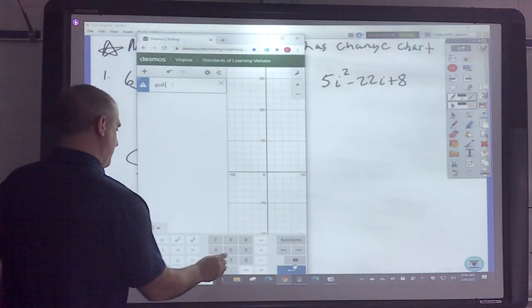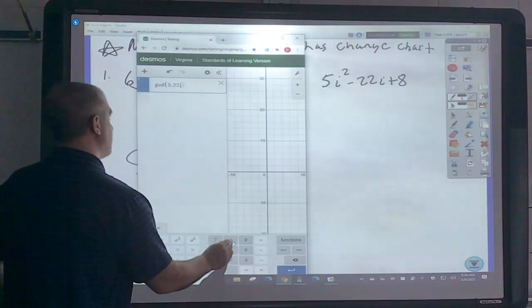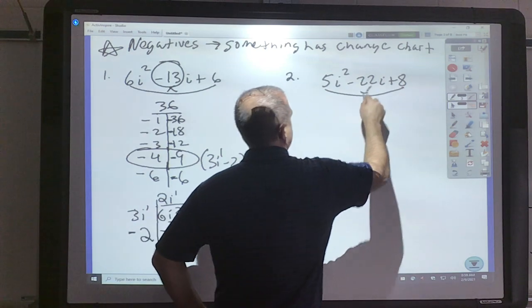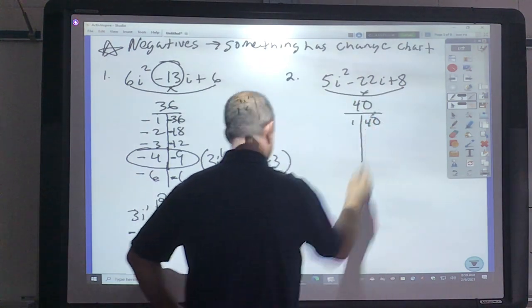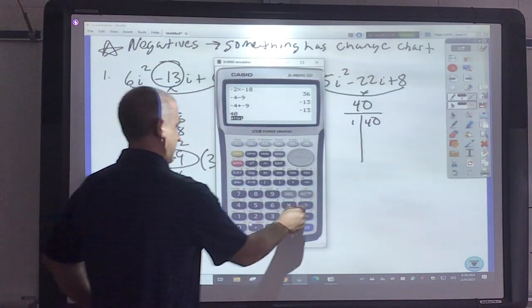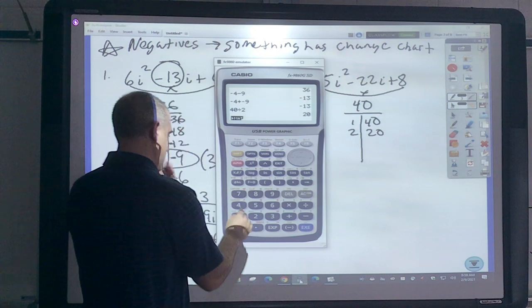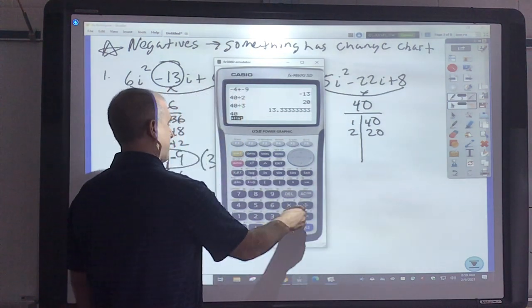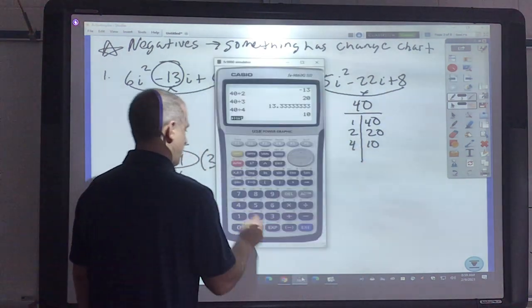Okay, so I got 5. Let's check 5, 22, 8. Okay, 1, and they don't have an i. Multiply that would give me 40. I know the factors of 40 are 1 and 40, 2 and 20. Okay, let's try 3. 3, nope, that doesn't work. Let's try 4. 4 and 10. Okay, getting closer. Don't have to try a whole lot.